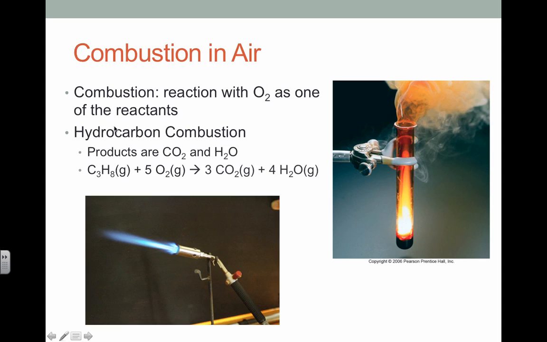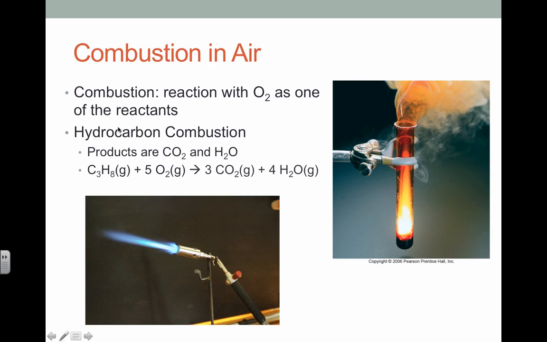Whenever you have a hydrocarbon that's being burned, the products are always CO2 and H2O if it's something that we call a complete combustion reaction. Complete combustion reactions will always give you carbon dioxide and water as products. In an incomplete combustion reaction, you would also have some carbon monoxide, CO, as one of your products as well, but we usually won't have that happen.